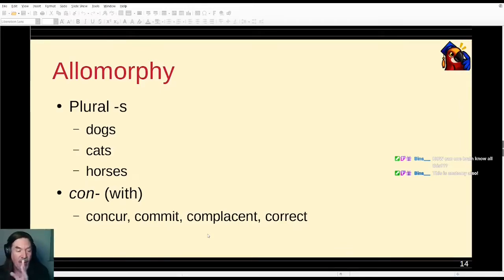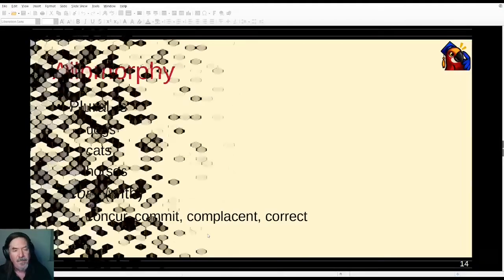R is a different one. With R, the N disappears altogether. L does the same thing. In spelling, we double it. We double the spelling. Collect, same idea for it.